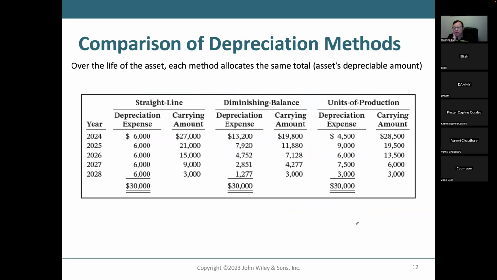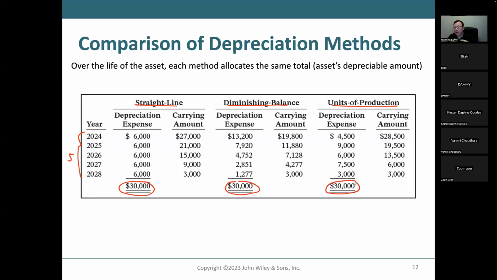So when you're comparing these different depreciation methods, here are the straight line, the diminishing balance, and the units of production. If you take a look at these 5 years, this is the 5 years of useful life. The total depreciation expense is the same, right? It doesn't matter which method you use.